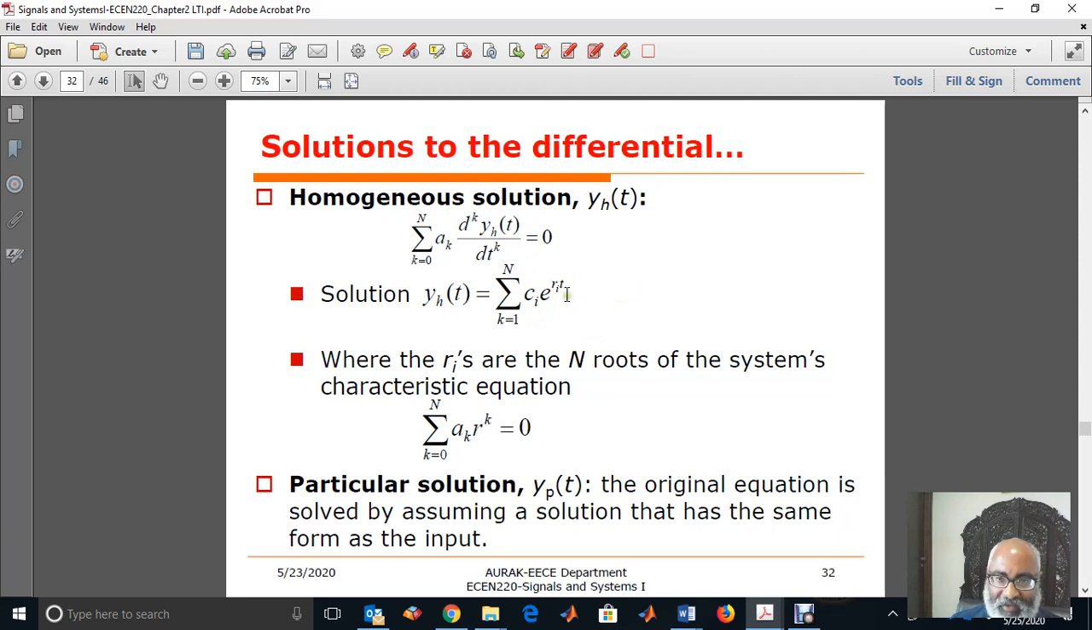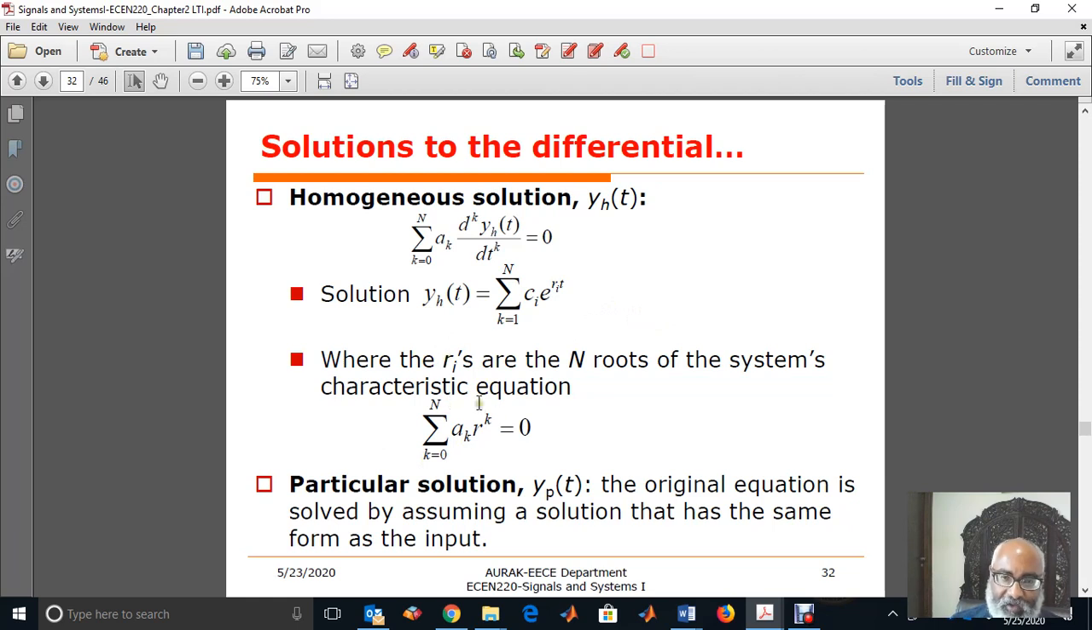I will have two roots r1 and r2. If the order is 3, I will have c1 e to the power of r1t plus c2 e to the power of r2t plus c3 e to the power of r3t. So how do we get these r_i's?